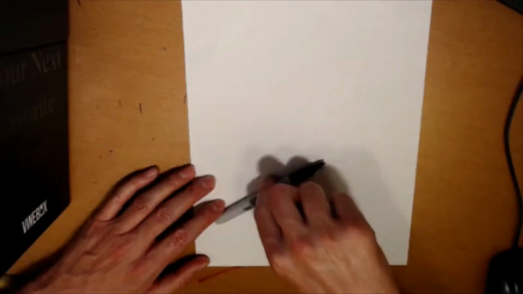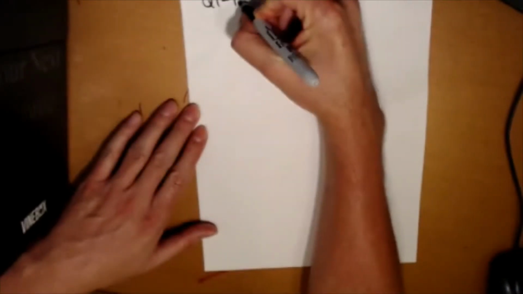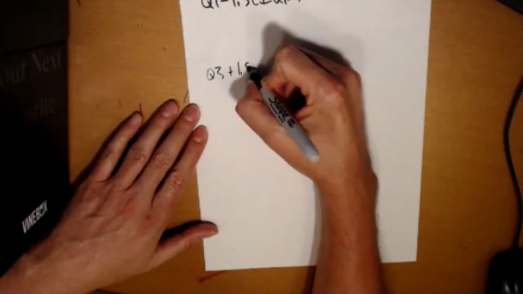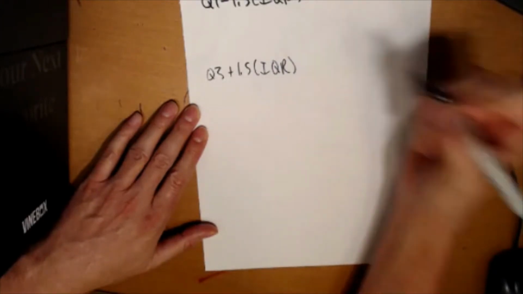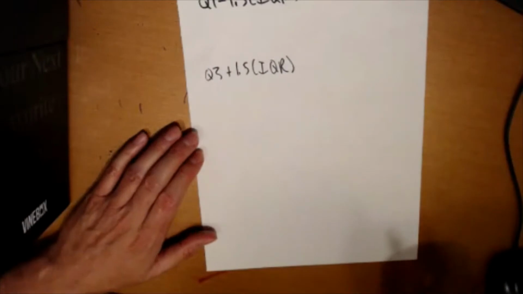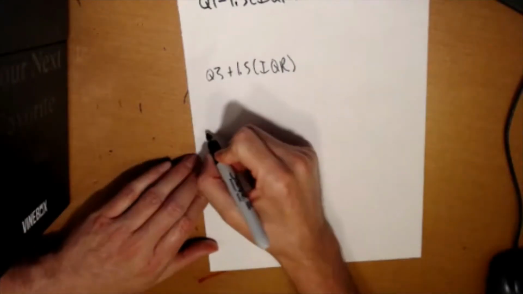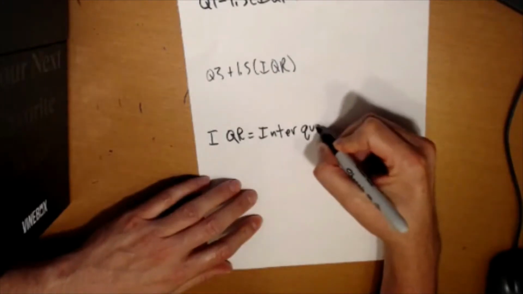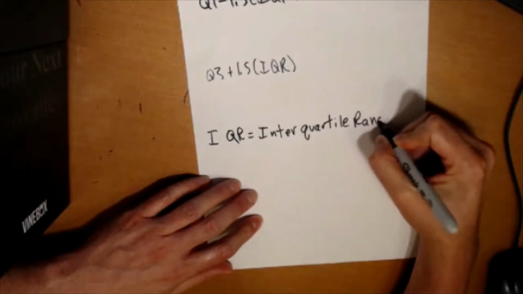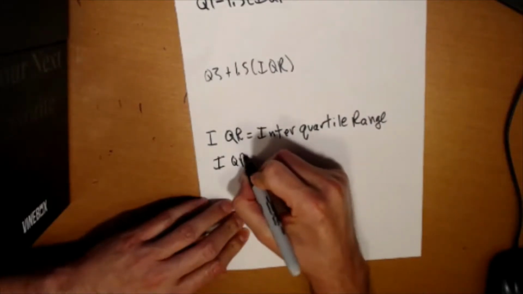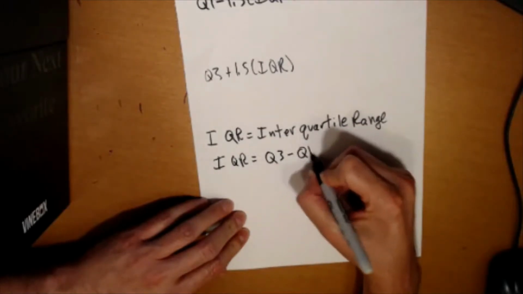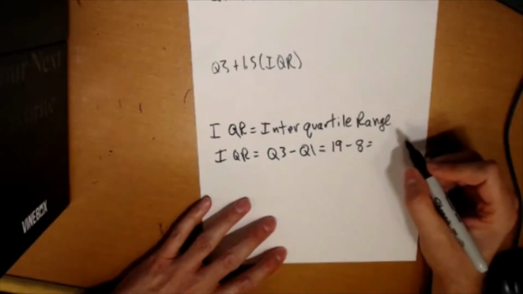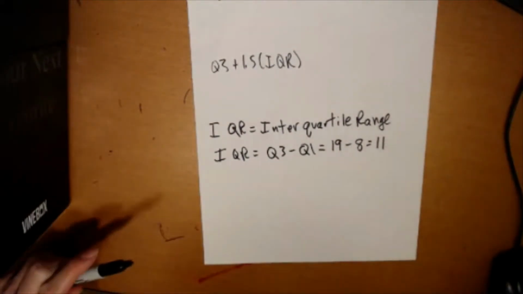Okay, so our outliers are anything below Q1 minus 1.5 times IQR, and anything above Q3 plus 1.5 times the IQR. Oh, I never asked you to define what an IQR is. Let me add that to the worksheet. It'll be right above this. The IQR is the interquartile range. The IQR is equal to Q3 minus Q1. The Q3 we said was 19, and the Q1 was 8, so our IQR is 11. Okay.